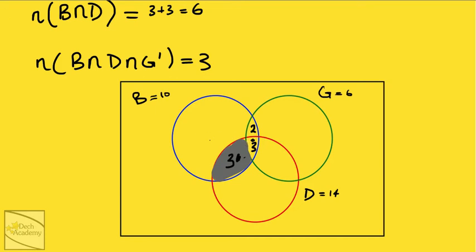Because in case anyone can't see this, there are 3 elements in this component, and then there are 3 elements here. So for the whole region, which is the whole region in green, there are 3 plus 3, which is 6 elements.